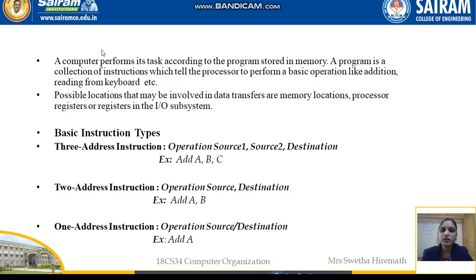Next, a computer performs its task according to the program stored in the memory. What is a program? It is a collection of instructions which tell the processor to perform basic operations like addition, reading from the keyboard, etc. In C language, we write a program for each and every operation we want to perform, like for addition or a simple calculator, we write a set of instructions in order to perform those operations.